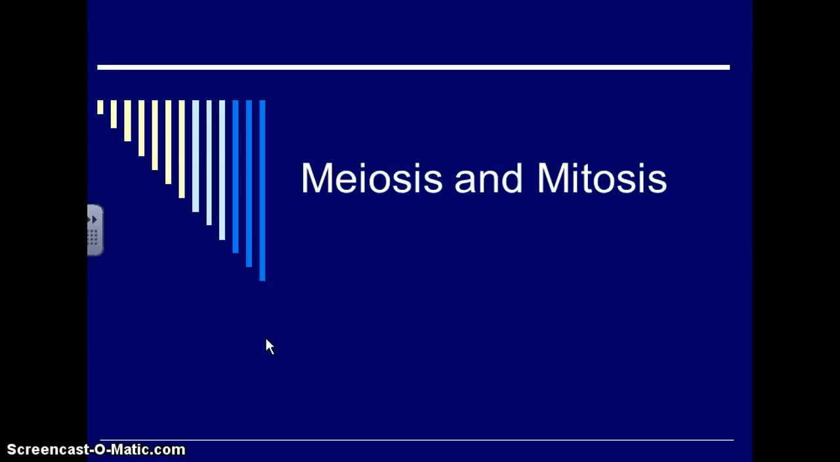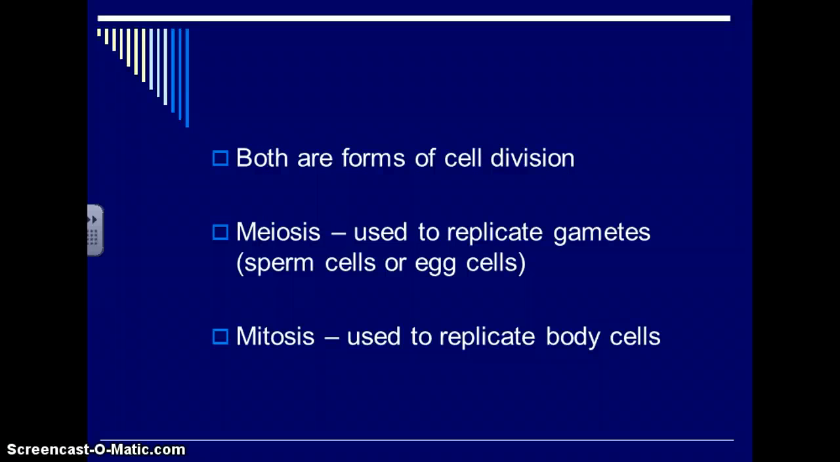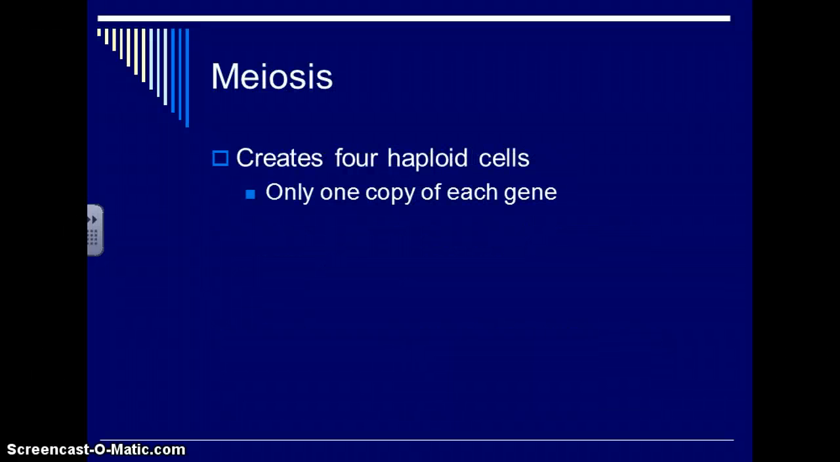Let's talk a little bit about how cells divide. There are two different processes for cell division, meiosis and mitosis. Both of them are forms of cell division. Meiosis is used by cells to replicate gametes, so sperm cells and egg cells. This is the process they use to replicate themselves. Mitosis is used by regular body cells to replicate themselves.